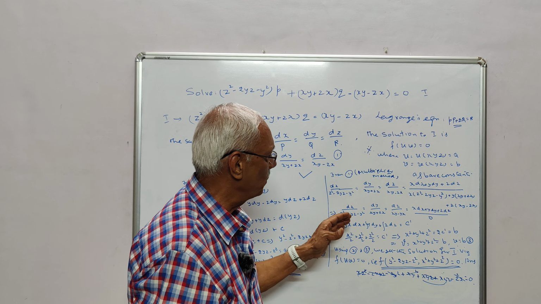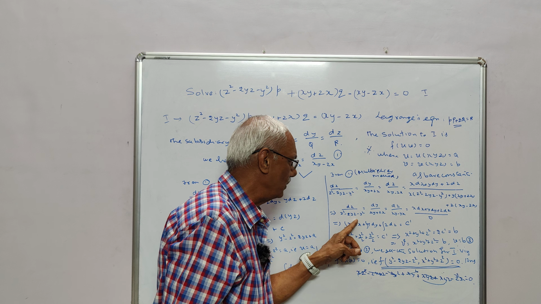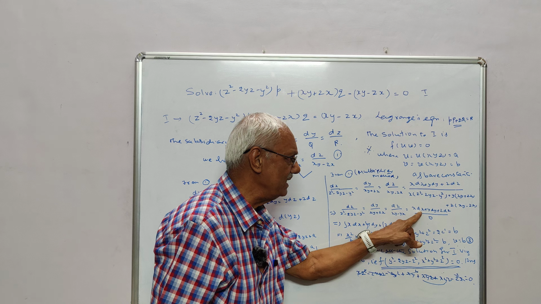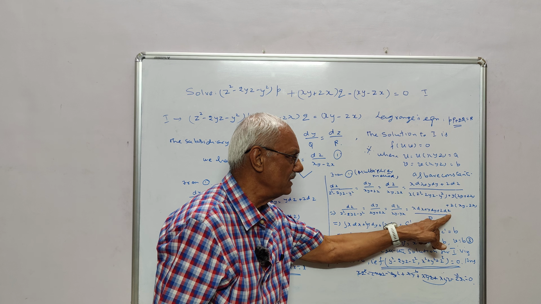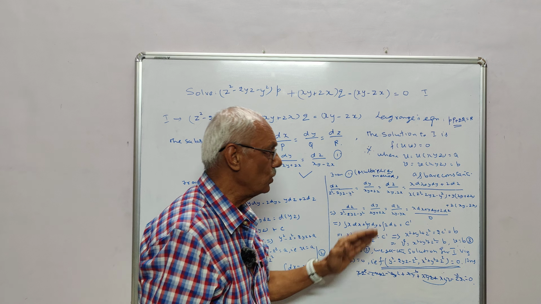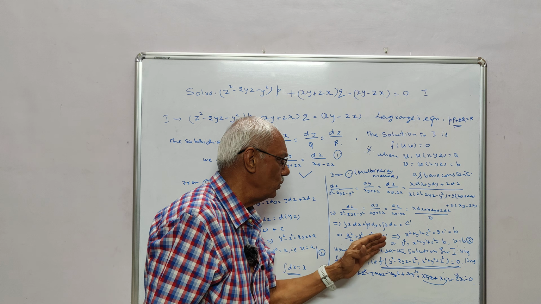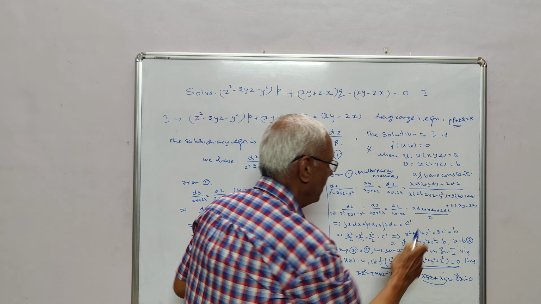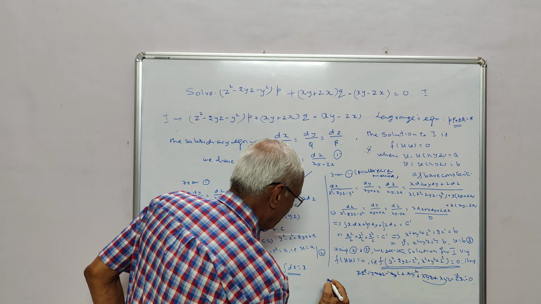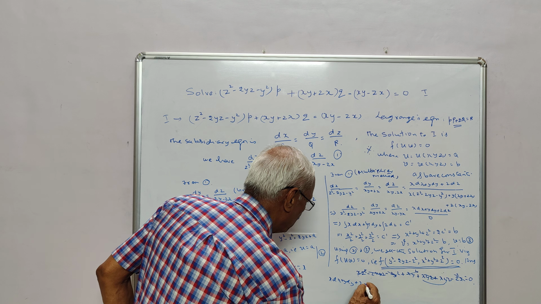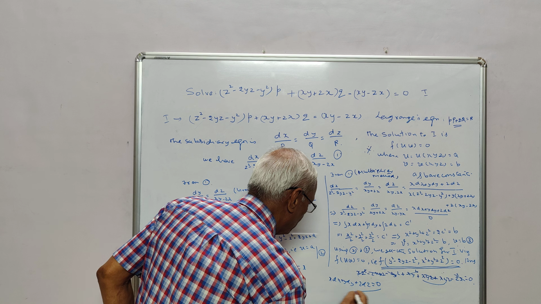Now what do you see here? dx by denominator is equal to dy by denominator is equal to dz by denominator is equal to x dx plus y dy plus z divided by 0. 0 into anything will be 0. Can you understand? So what I do here is that one more step that you can write. What is that you write here? x dx plus y dy plus z dz is equal to 0.